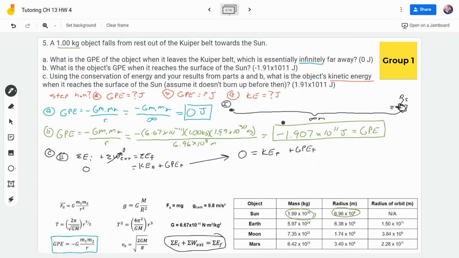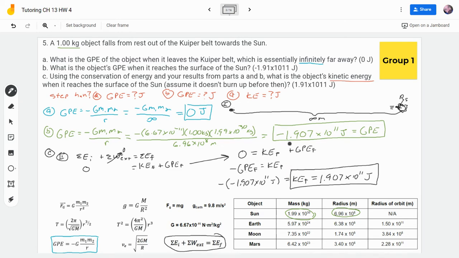Okay. We're trying to solve for KE. So what that means is, subtract GPE from both sides. So minus GPE final is equal to KE final. So minus, and remember GPE final is minus 1.907 times 10 to the 11th joules is equal to KE final. Therefore, KE final ends up being positive 1.907 times 10 to the 11th joules. So there's your answer.